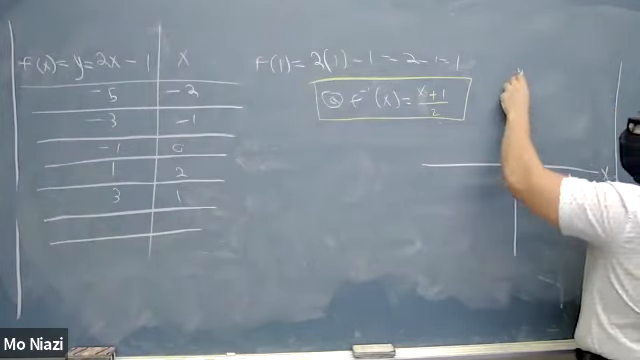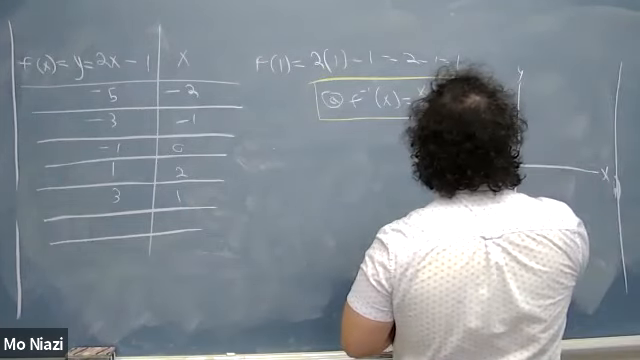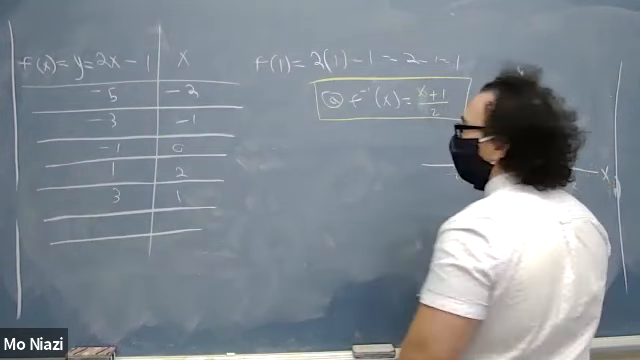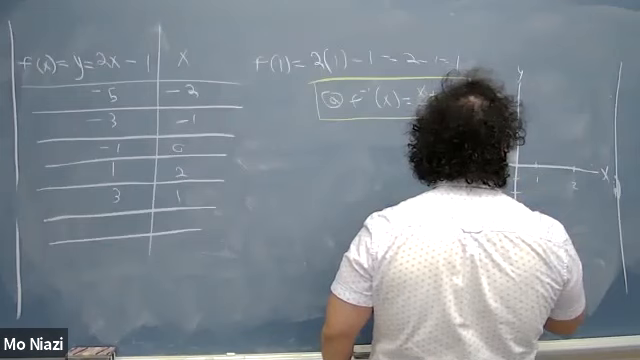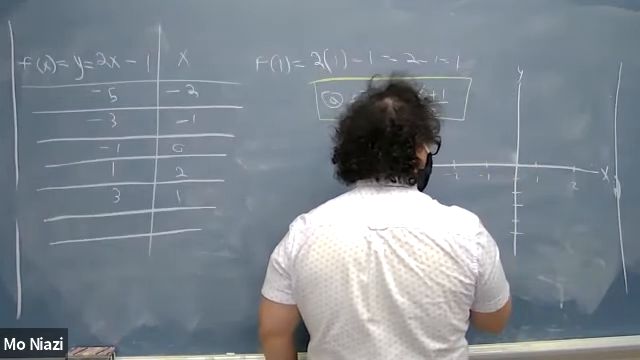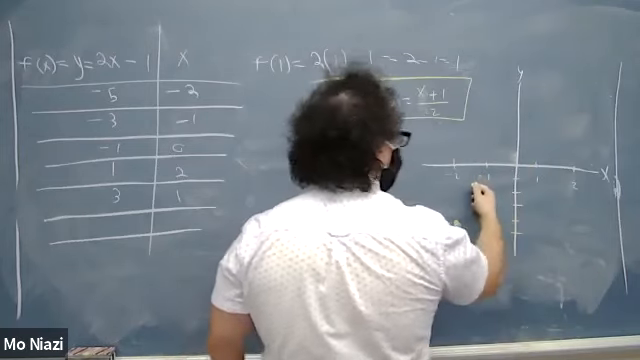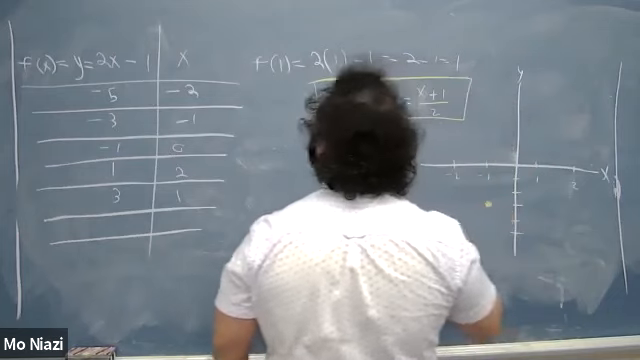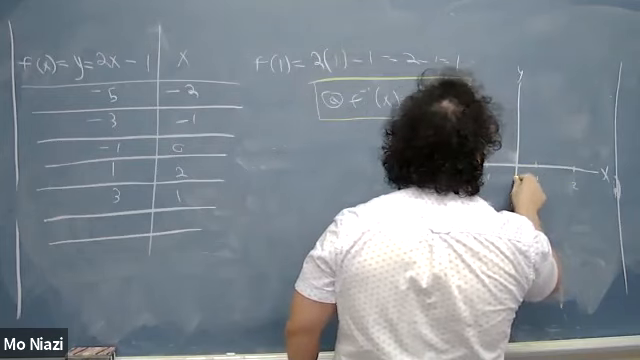Here's x. Here's y. Here's negative 2, negative 1, 1, 2. I go to negative 2 on the x, I find a negative 5 on the y, and I put a dot. I go to negative 1, I find a negative 3, I put a dot. I go to 0, I find a negative 1, so I put a dot.